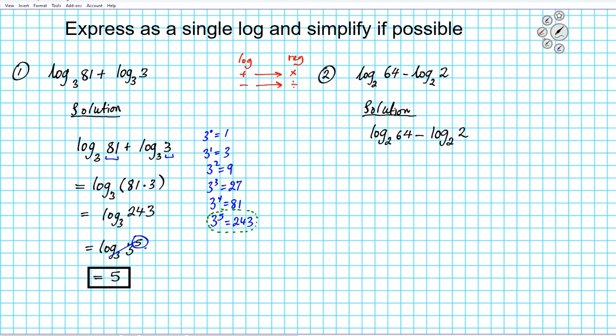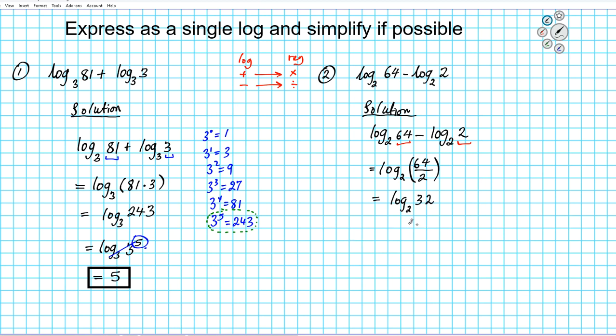So these two arguments that we have, 64 and 2, we're going to be finding the quotient of them using the quotient property. So this becomes log base 2 of 64, the one that comes first is the numerator, divided by 2, the one that comes second is the denominator. 64 over 2. If we simplify that, we have log base 2 of 32.